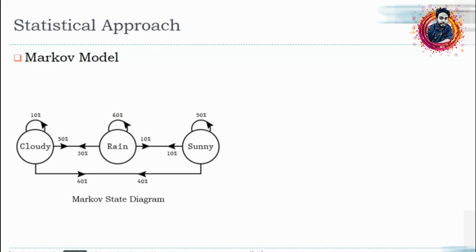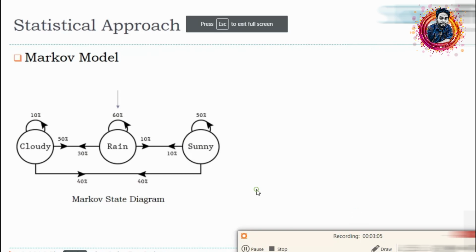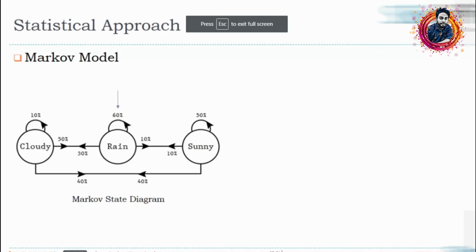Markov chain is a probabilistic process that relies on the current state to predict the next state. For instance, if we know that the current state of weather is cloudy, there is a 10% chance that the weather will remain cloudy, or a 50% chance that the weather will be rainy in the next state. Similarly, if the current state of the weather is rainy, there is a 60% chance that it will remain rainy, or 10% chance that it will be dry in the next state.